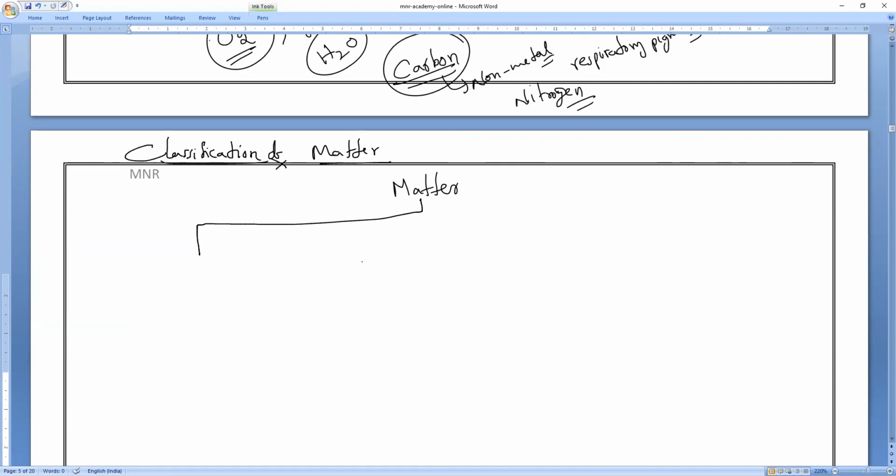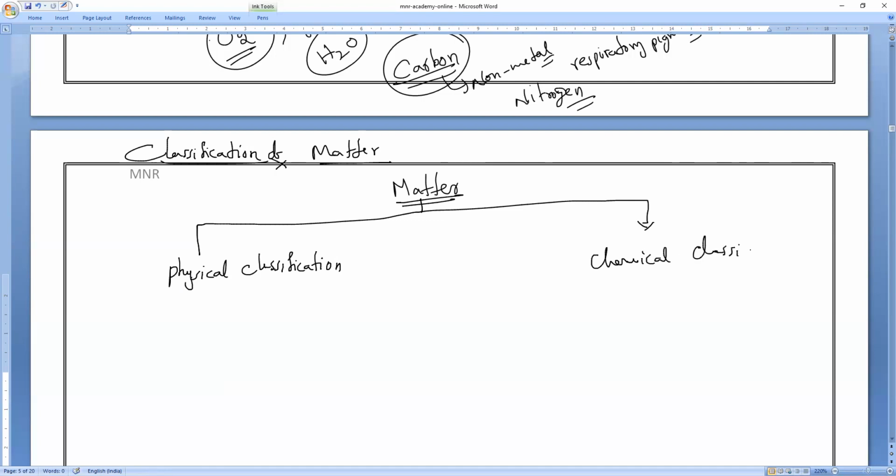Now write this: classification of matter. Matter we can classify in two ways. Based upon the physical classification, and the other, opposite to physical, is chemical classification. Write it: physical classification and chemical classification. We'll discuss everything in coming classes. Remember, physical classification you all know.